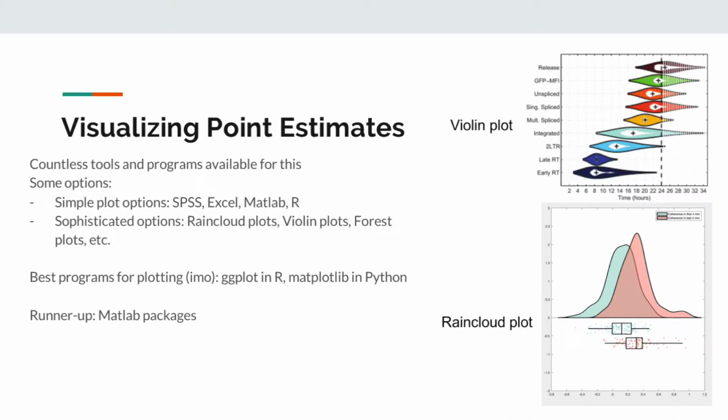There are many, many tools out there and programs available for communicating this, since this is what all scientists have to do at some level. Some popular options would be, for simple plots, you could use SPSS, Excel, MATLAB, or R. Some more sophisticated options would be specific kinds of plots like rain cloud plots, violin plots, forest plots, etc. Some of the best programs for plotting things, in my opinion, are ggplot in R or matplotlib in Python. And then I also use some MATLAB packages, but they're not as well supported, I think, as the other stuff in R and Python.